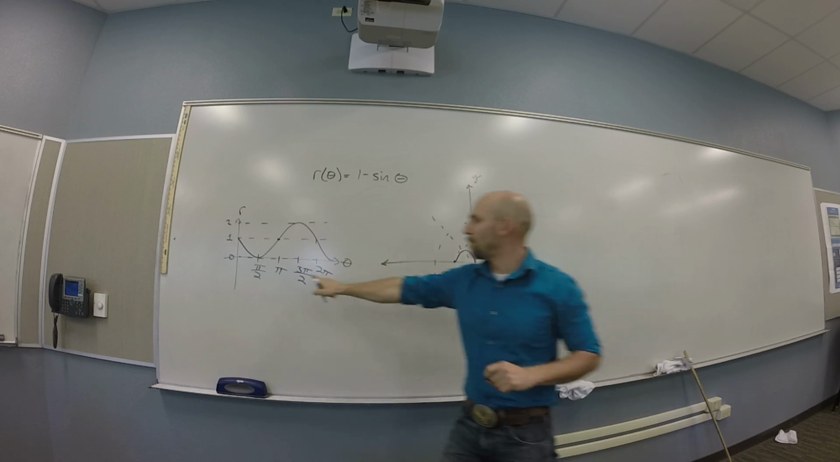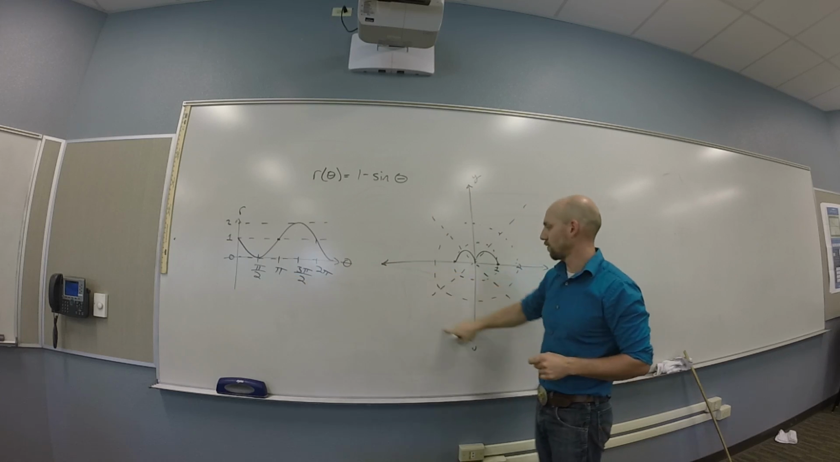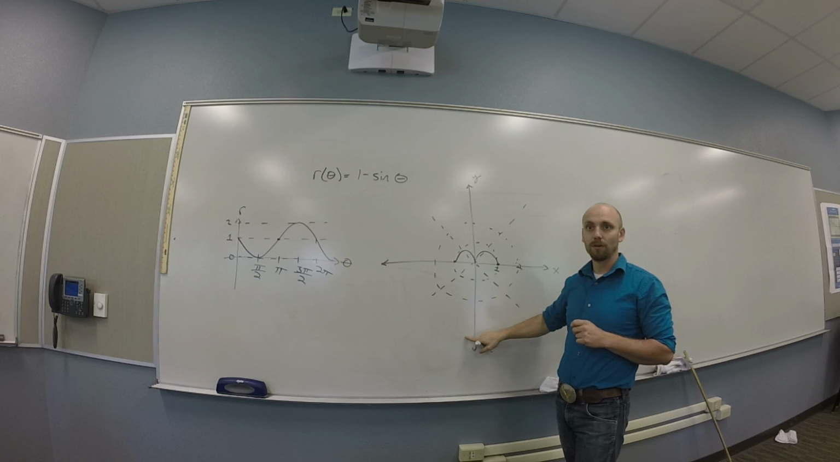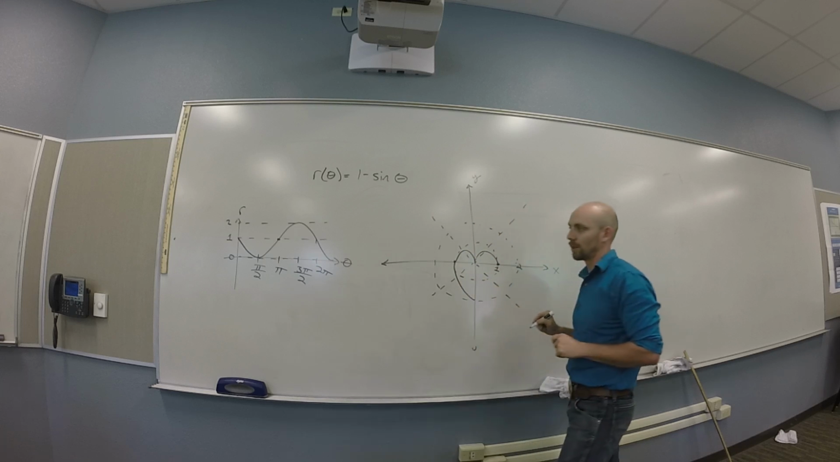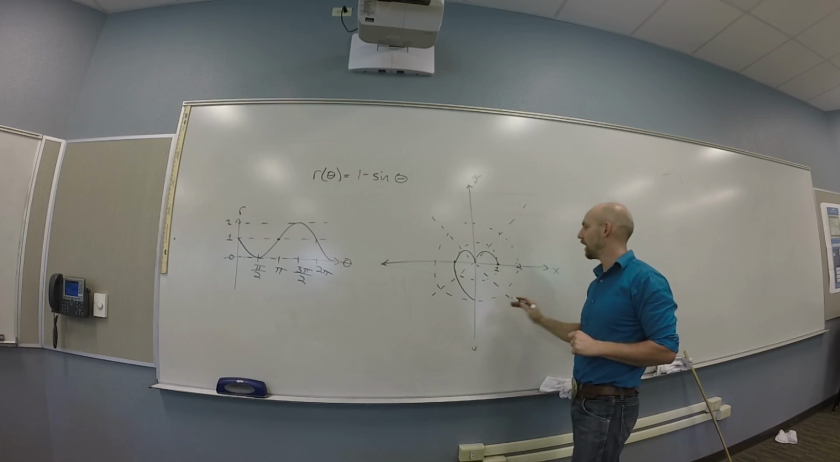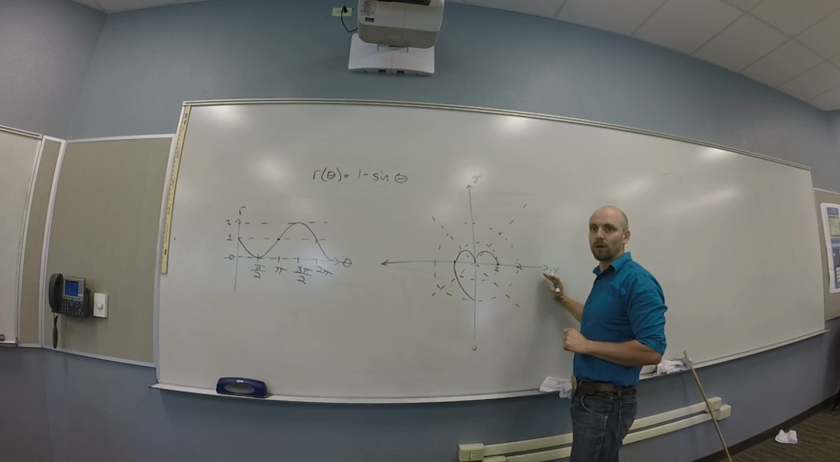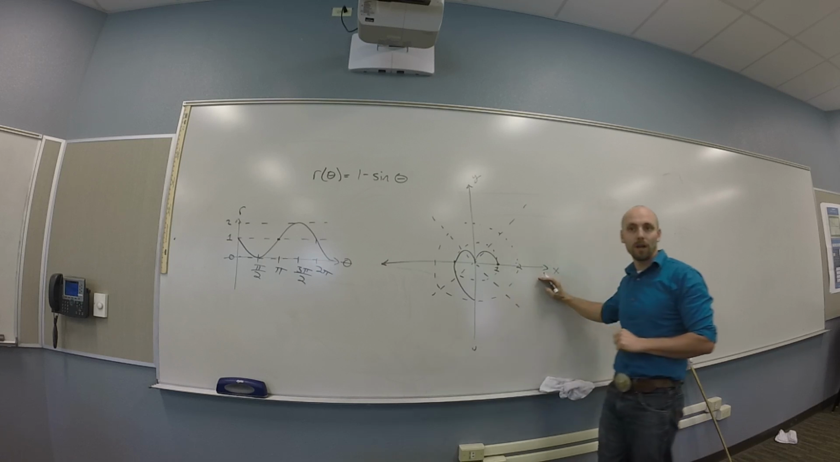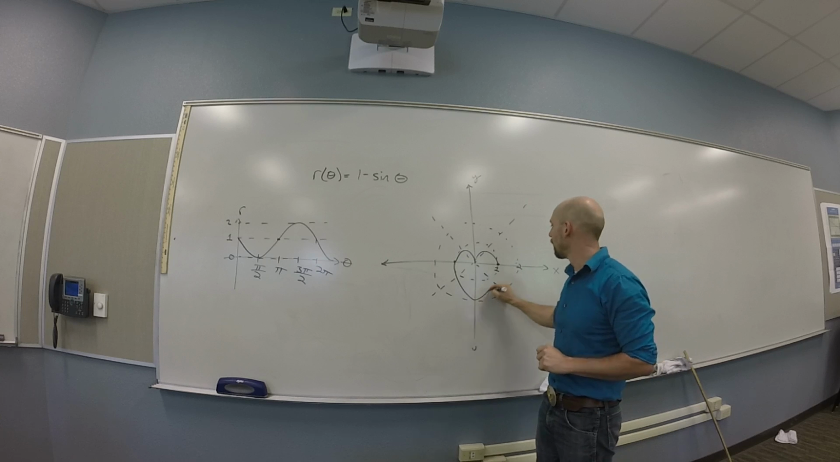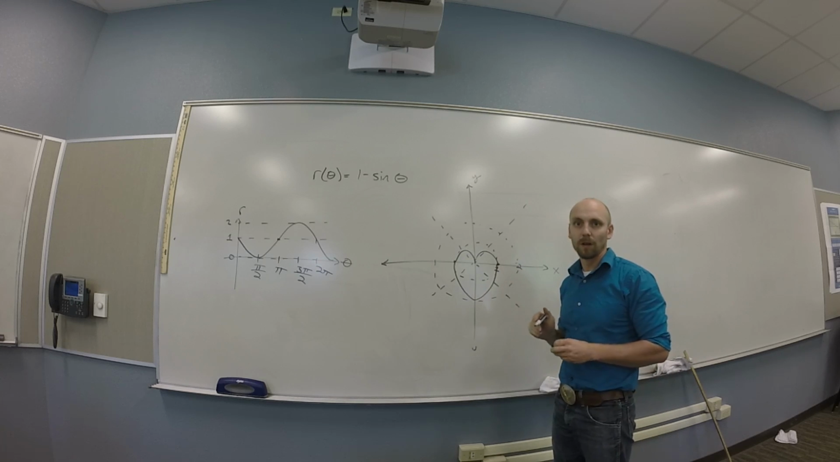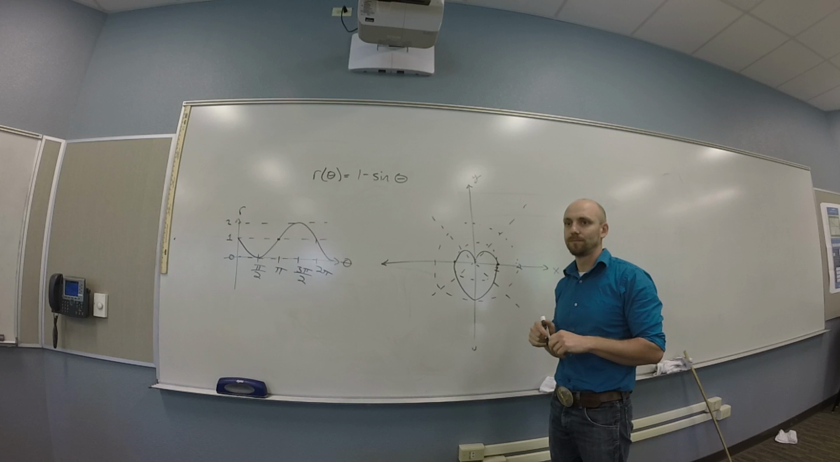And then from pi to 3 pi over 2, that's in this quadrant. My radius is going from 1 to 2. So just something like this. And then in the quadrant between 3 pi over 2 and 2 pi, we're going from 2 back to 1. So we get something like this. There's my cardioid again. Cool?